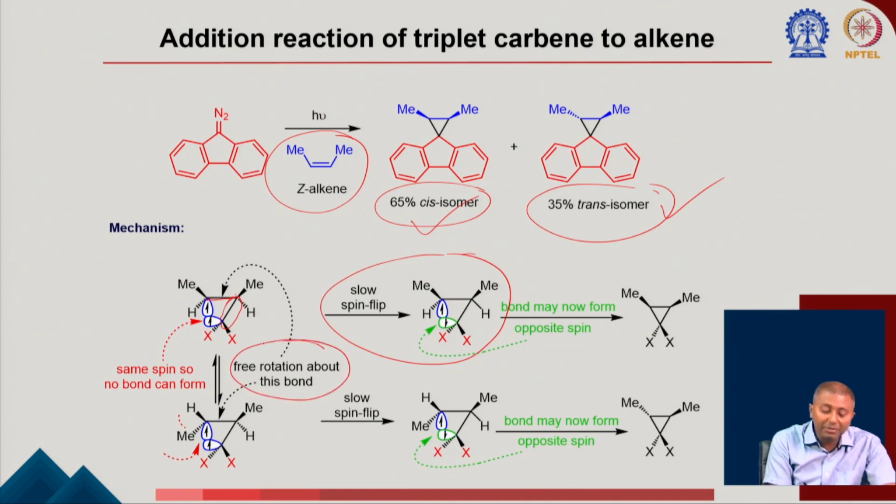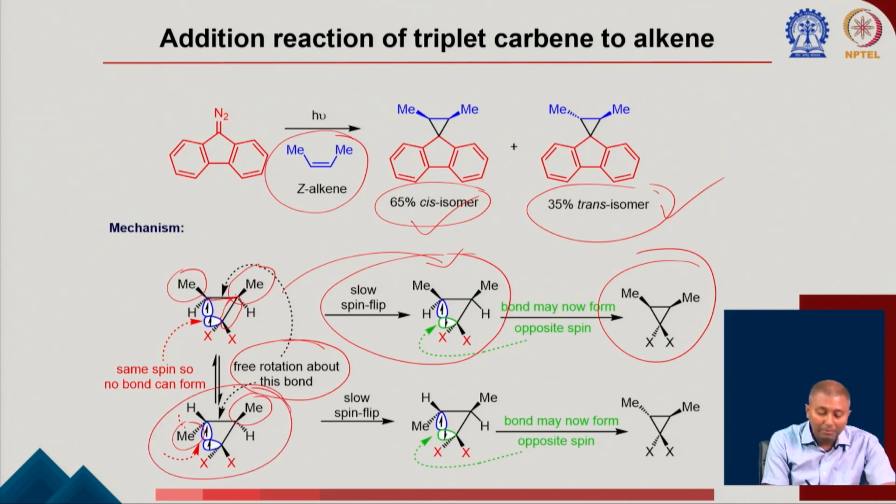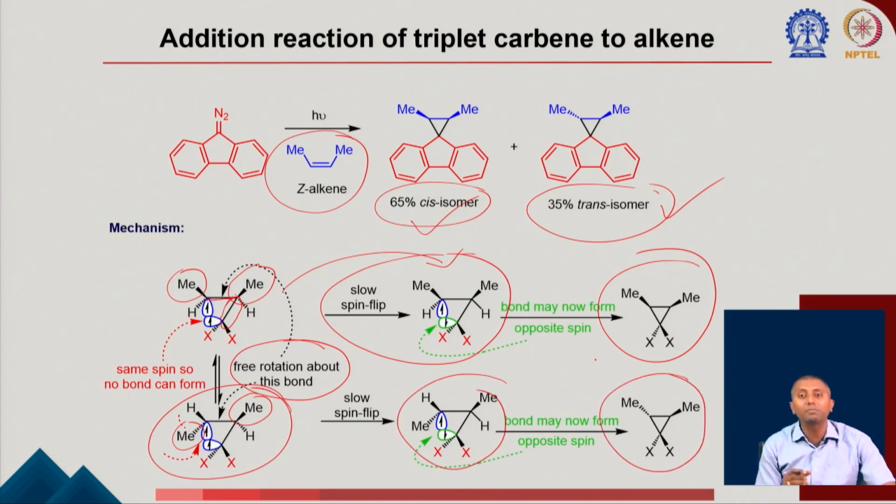As there is a free rotation happening, these 2 methyl groups, which were initially cis, now become trans after the free rotation. So starting from this intermediate, it can go for the spin flipping, and after that it can form the bond to make the corresponding cis isomer. At the same time, from this other intermediate, it can form a bond here and form the corresponding trans isomer. Because the spin flipping is happening, and at the same time bond rotation is happening, that is giving the mixture of cis and trans.